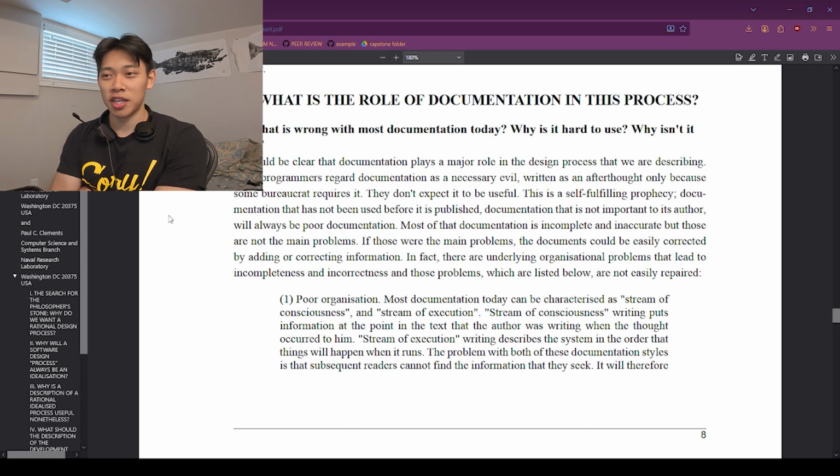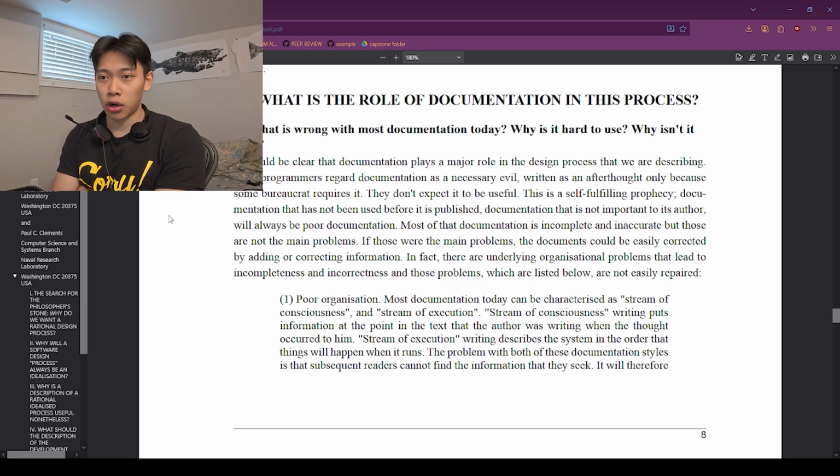What is the role of documentation in this process? What is wrong with most documentation today? Why is it so hard to use, and why isn't it read? It should be clear that documentation plays a major role in the design process that we are describing.